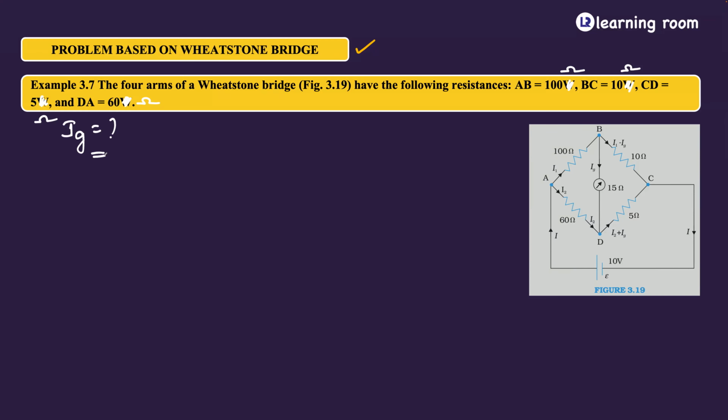If you observe this problem, I cannot directly write the condition for balanced Wheatstone bridge. Here, since they ask the value of Ig, I cannot write it as 0, which I took in the previous case.